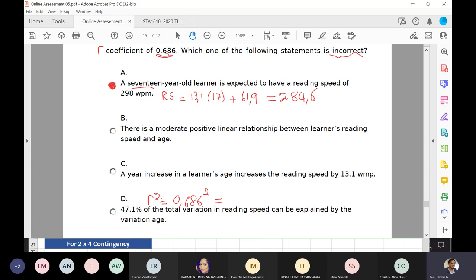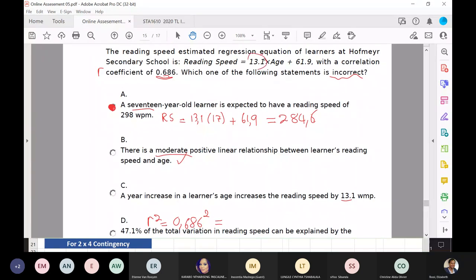And in interpreting, R is around 0.6, so it is moderate and it's positive, so it's a moderate positive relationship. That's correct. An increase in the learner's age will increase by that. So what is our slope? Remember, the slope tells us when the one value increases, it will increase by how much. So an increase in the learner's age will increase by 13.1. If there is a 1 unit increase, because if I multiply this by 1, the learner's average reading speed will increase by 13.1. So that is just the explanation of this slope.